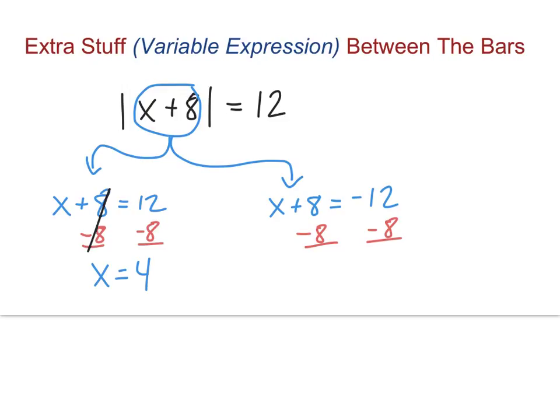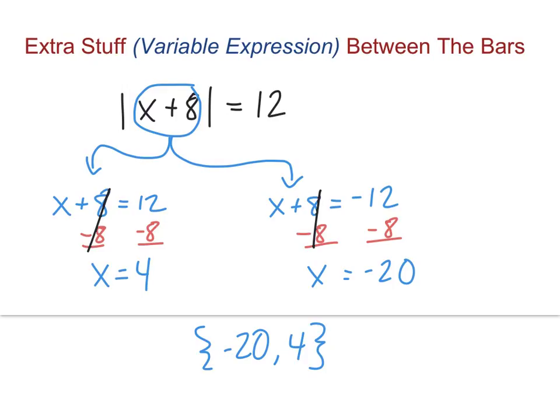Over here, the 8's cancel. And when we do negative 12 minus 8, that's negative 20. It turns out that's the other solution. So there are two solutions: negative 20 and 4. If you're going to write them in set notation, try to write them in ascending order. Put the lowest one first, then the next one, and so on.